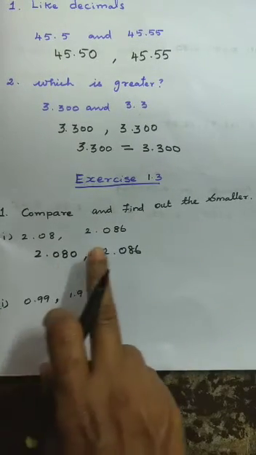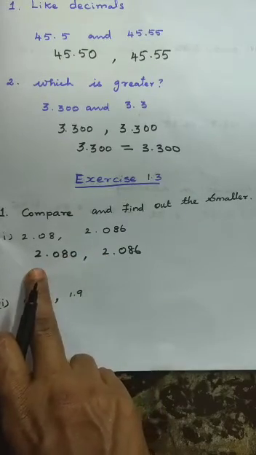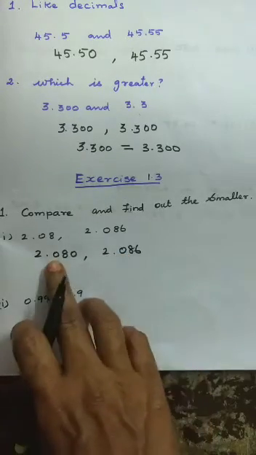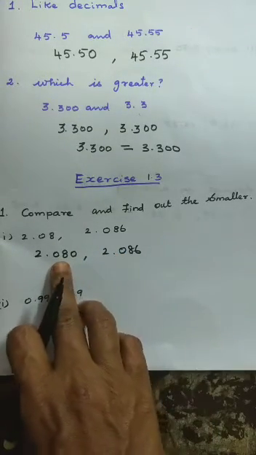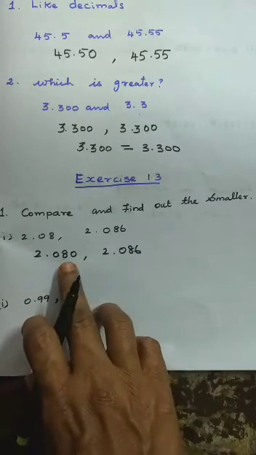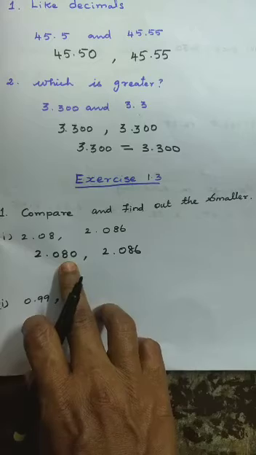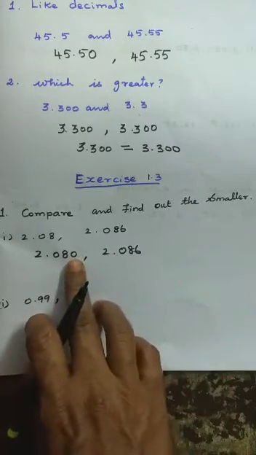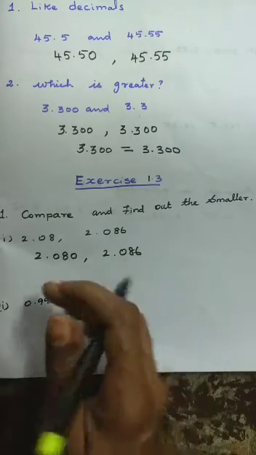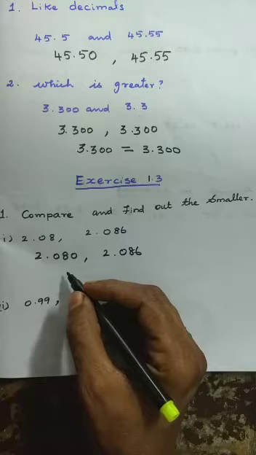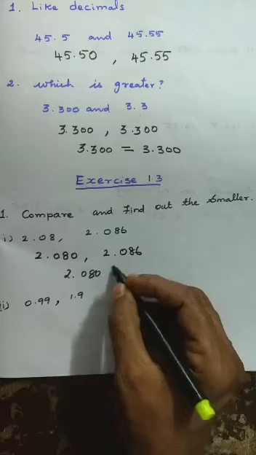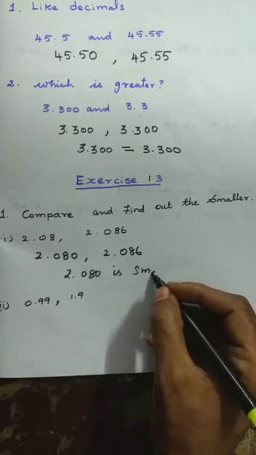First you see the units digit, which is 2 in both. Then you see the 10th digit. The 10th digit is 0 in both. Then see the 100th digit, which is 8. Then see the 1000th digit, that is 6 here, 0 here. So which is greater, 0 or 6? 6 is greater, isn't it? So 2.080 is smaller.